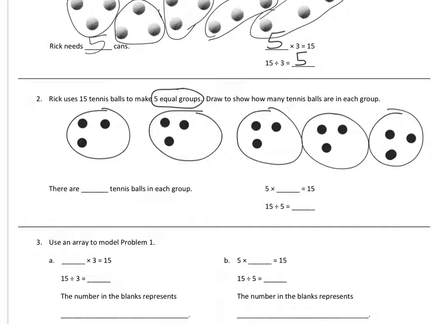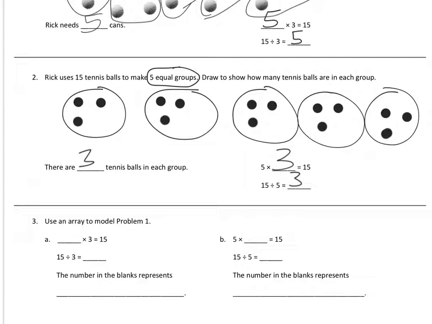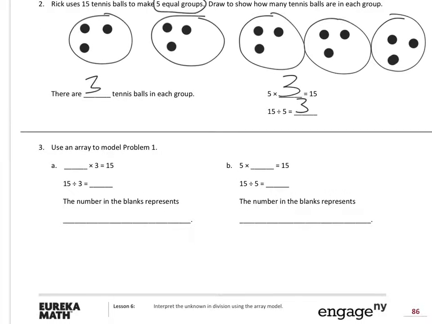Alright, so there are blank tennis balls in each group. Well, if I look at each one of the groups, they all have how many tennis balls? 3. So that means that 5 times blank equals 15. 5 times 3. 5 groups times 3 in each group equals 15. And then if I reverse that, 15 divided by 5 equals 3. 15 total divided by 5 equal groups equals 3 in each group. Notice, well, let me hold that thought. Let's see what number 3 has in store for us before we talk about that.